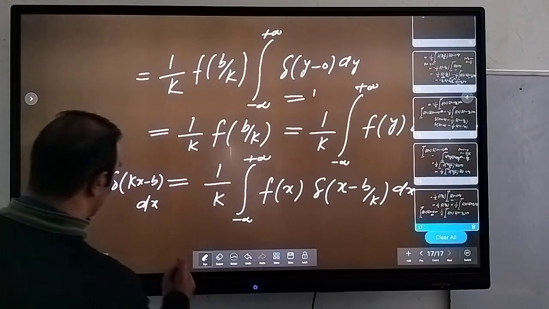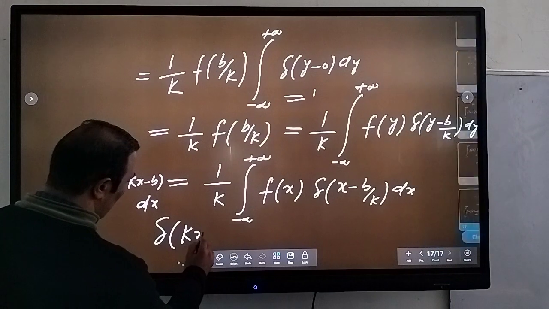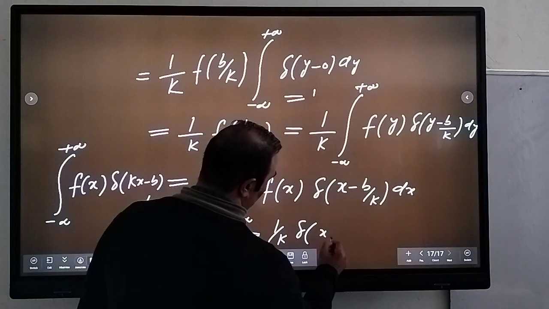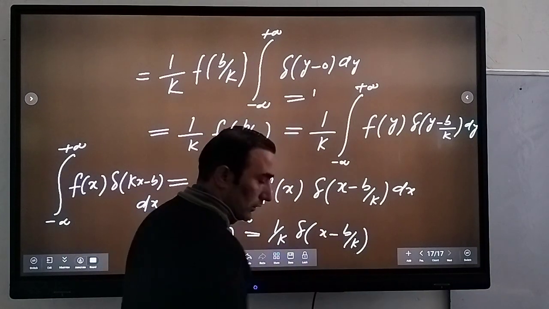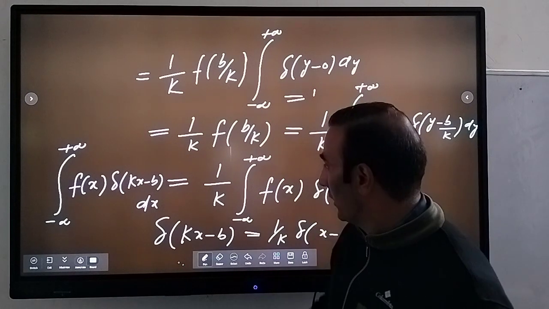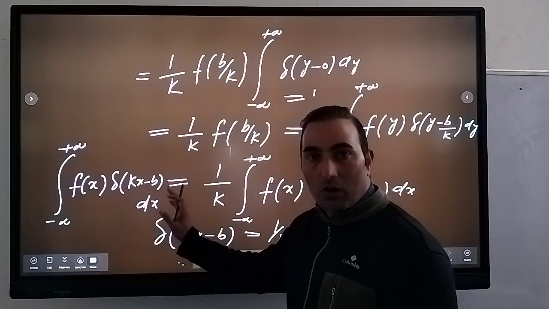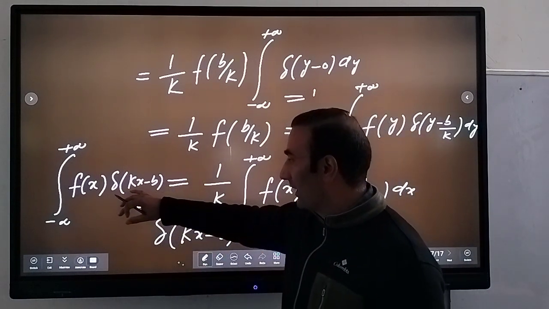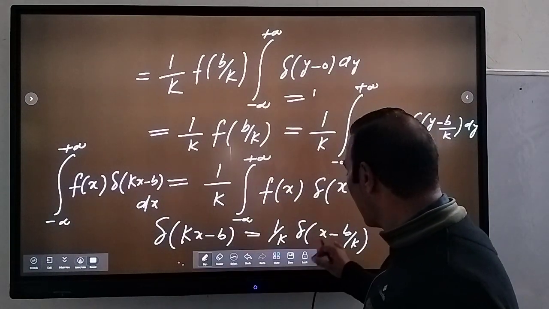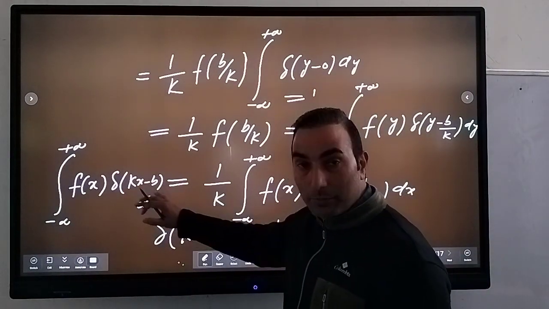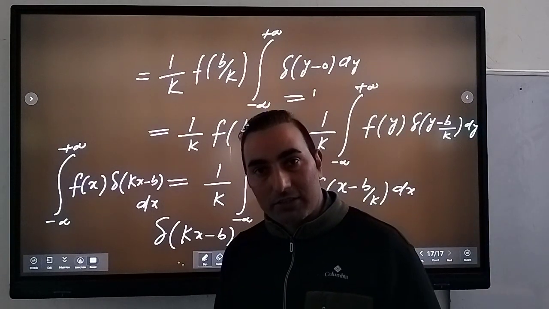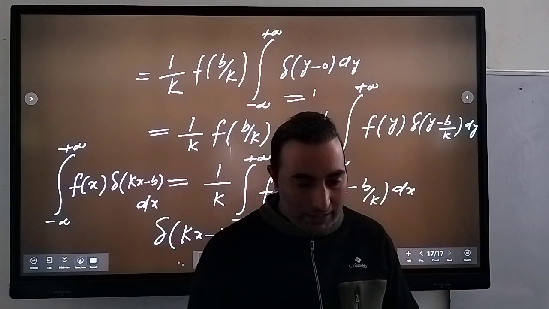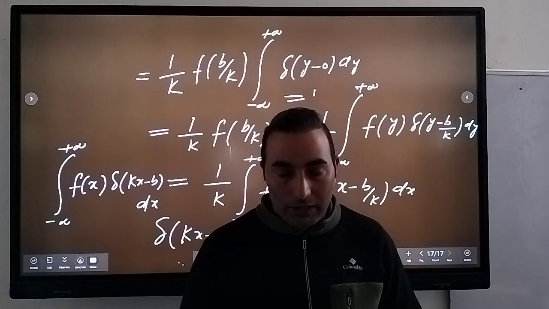If I compare this, that means our kx minus b will be equal to 1 by k delta of x minus b upon k, right? So we took both cases. When it was delta of kx plus b, there -1 by k came, and that integral is equal to 1. And -1 by k delta of x plus b by k. If it is kx minus b, there comes 1 by k. So in the first case -1 by k came, now in the second case we have +1 by k. So I can write instead 1 divided by mod of k.